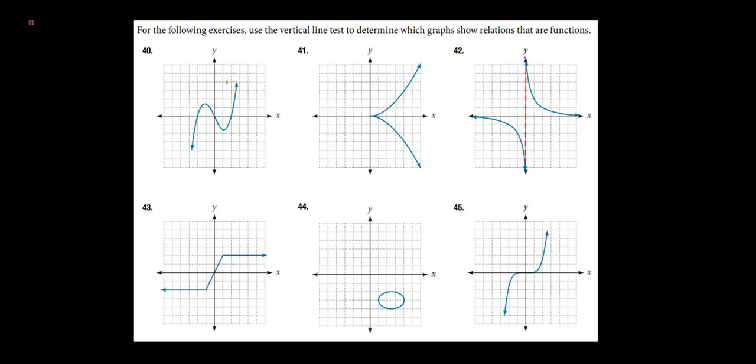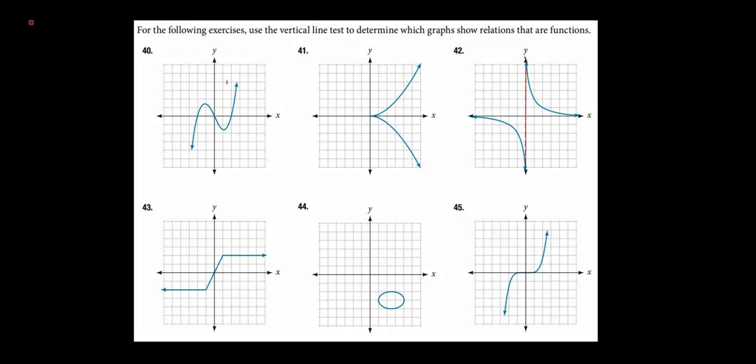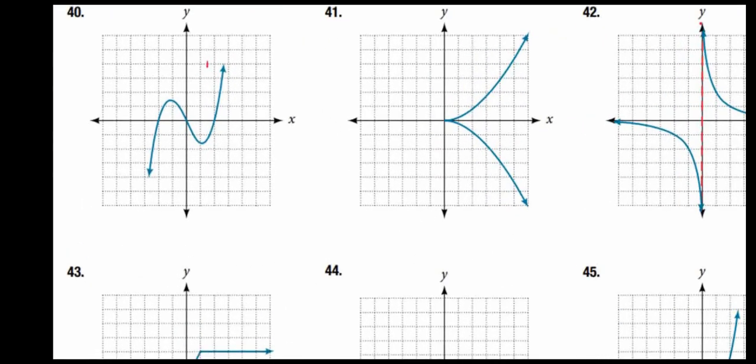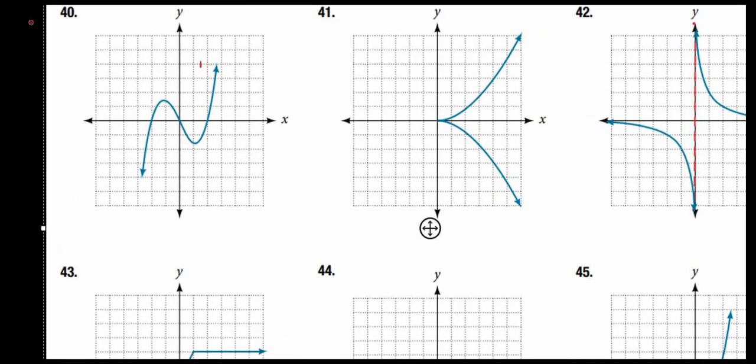All right, the question says, for the following exercises, use the vertical line test to determine which graphs show relations that are functions. Now, let's look at the first question, question 40. All we have to do is draw a vertical line through this graph.